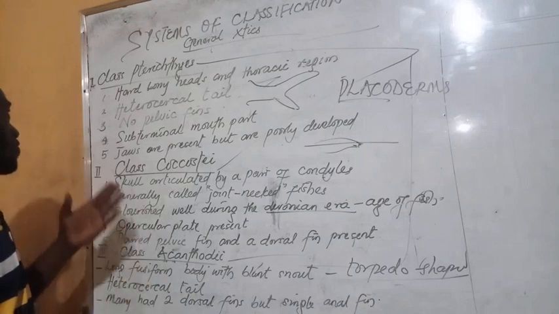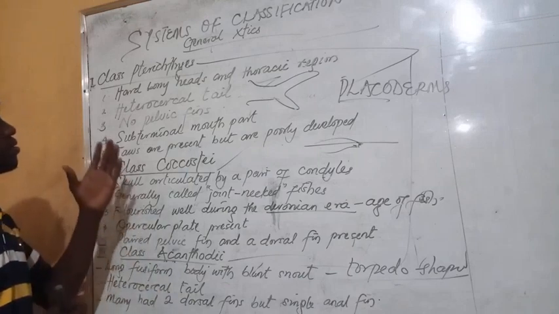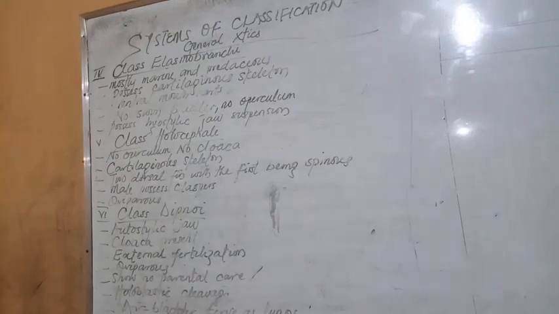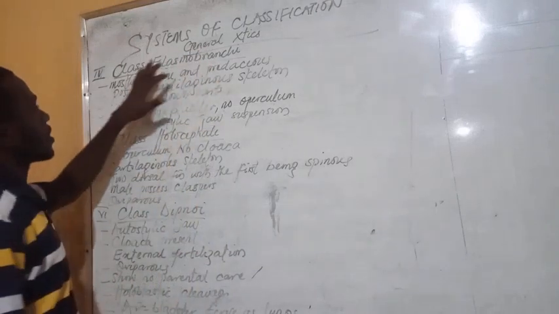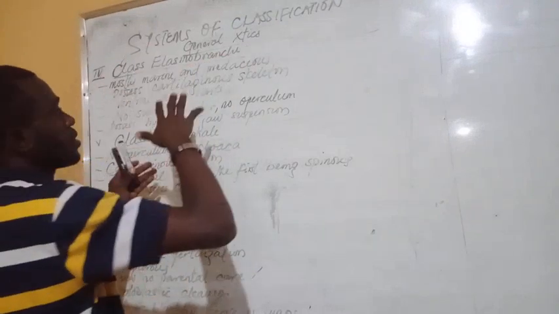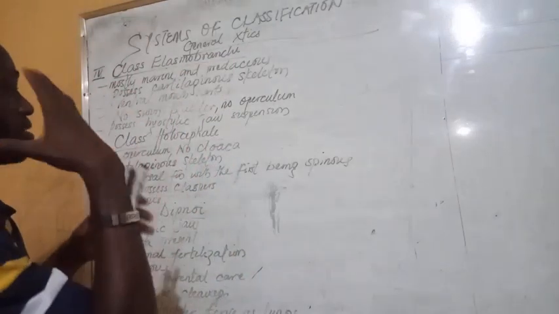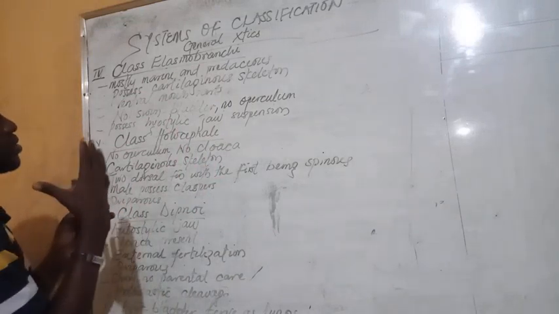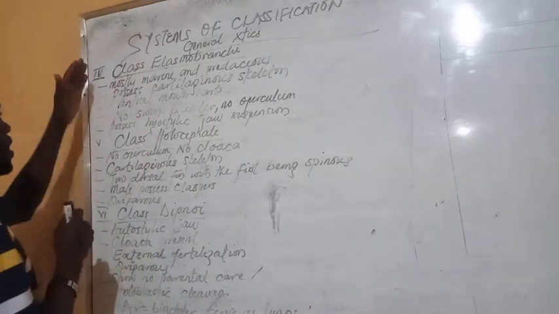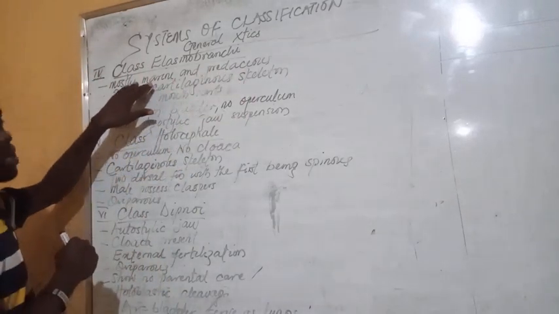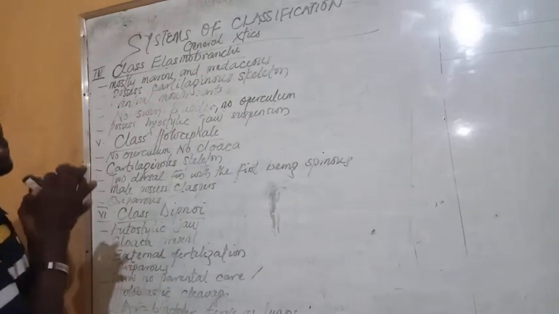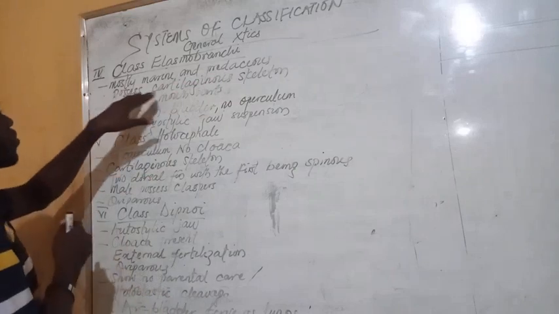Now we're going to go to the remaining four classes of fish. Now, the class Elasmobranchii. We talked about Elasmobranchii as being coined from two Greek words, elasma and branchi. Elasma meaning flat plate, and branchi pertaining to the gill, what it uses to breathe. The characteristics of the class Elasmobranchii are that they are mostly marine and predaceous, that is, found in marine water, and they are mostly predators. They prey on other fishes. They possess a cartilaginous skeleton.